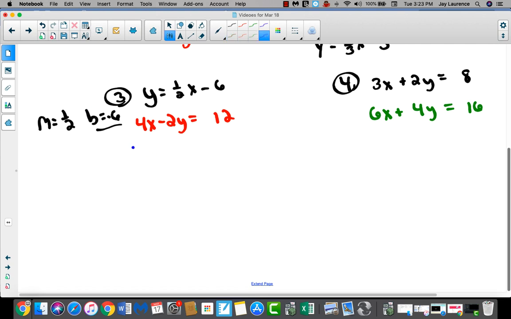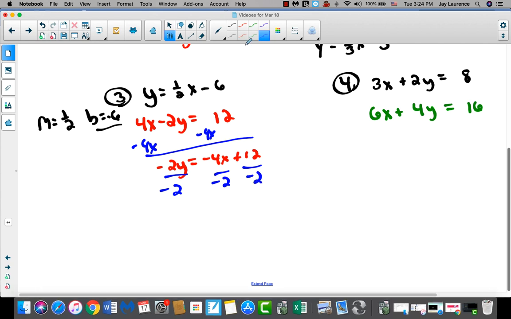Okay, for the red one, I'm going to subtract 4x from each side. All right, and so I'll have -2y equals -4x plus 12, and then I will divide by -2. And so, with the red one, y is going to equal 2x minus 6. And so the slope of the red one is 2, and therefore there is one solution. How do I know? Because the slopes are different. These lines are going to intersect.